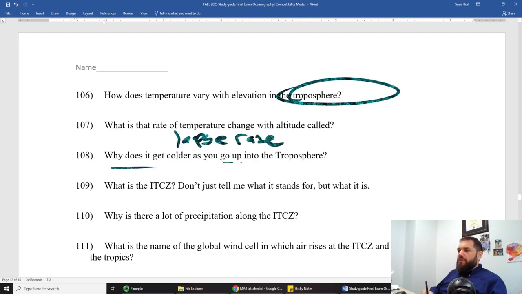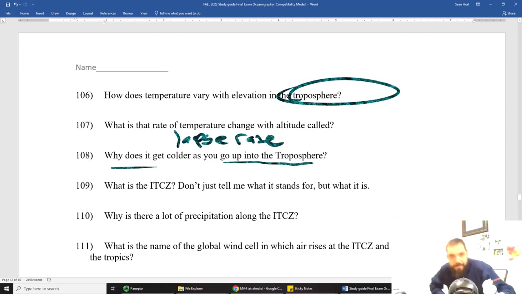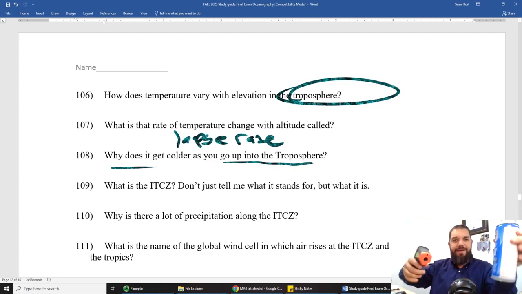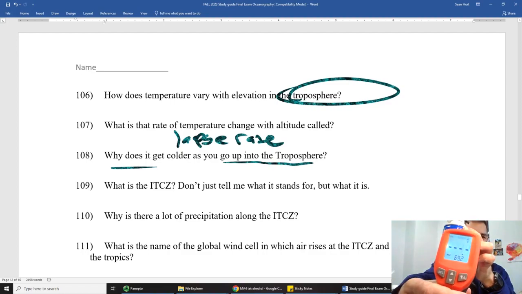Why does it get colder as you go up into the troposphere? Well, for the same reason that if you ever use one of these compressed air cans to clean up your desk or your keyboard, you'll notice something. I have this sitting here at my desk because I clean my stuff a lot. I can actually demonstrate because I have a digital thermometer too. It'll read the temperature, and you'll notice that it's 78 degrees, okay?